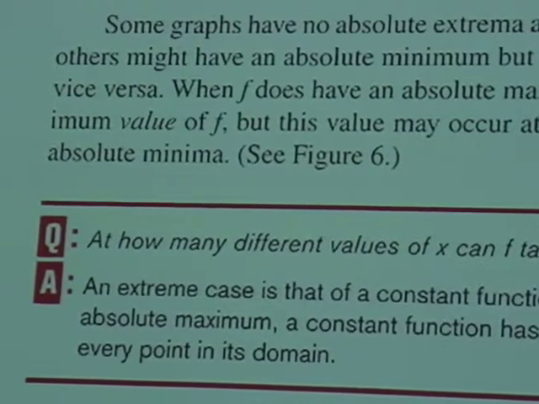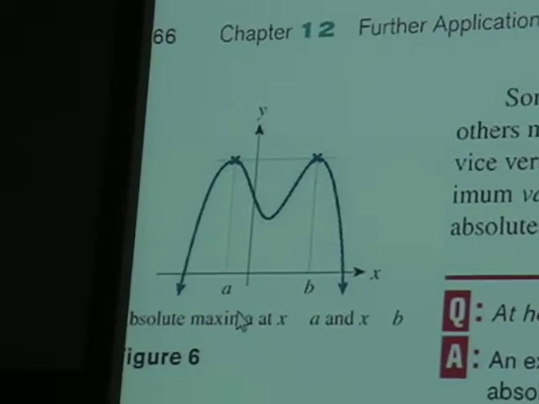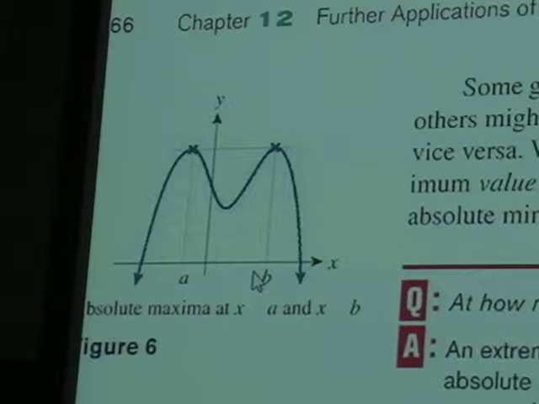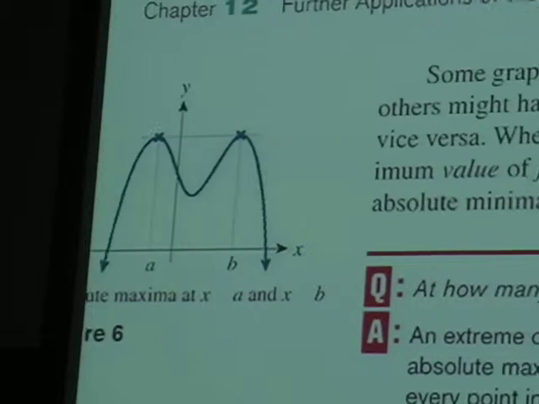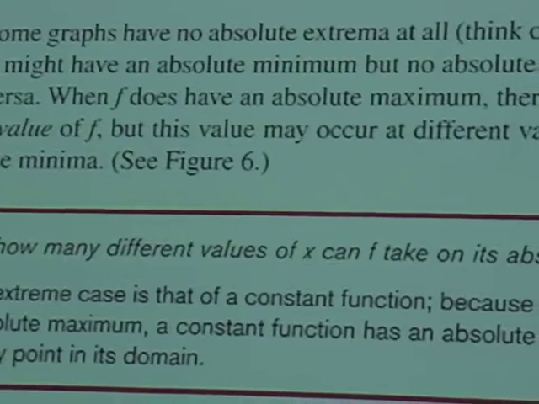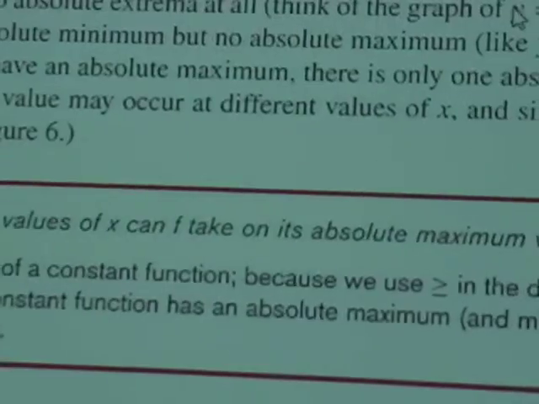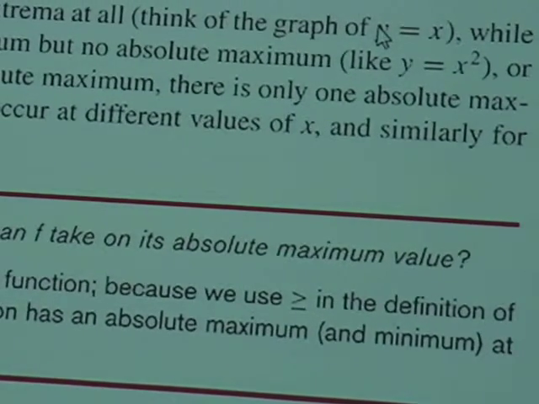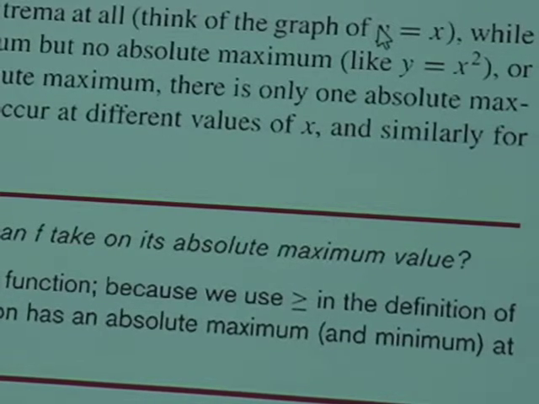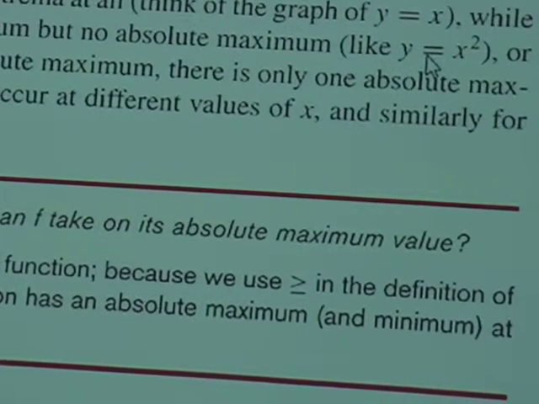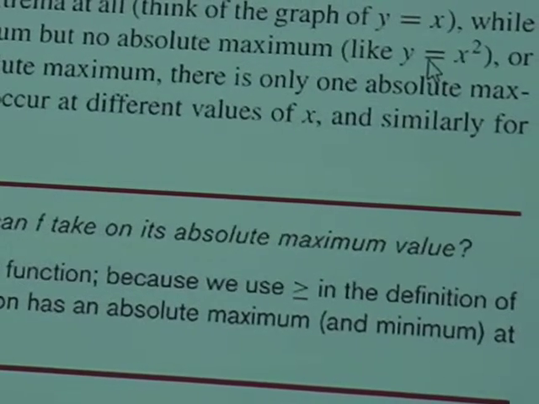Okay, how about here? Do these have relative maximums anywhere? A and B, right? Some graphs have no absolute extrema at all. Think of this graph, y equals x. What does y equals x look like? It's a 45-degree angle line. So that doesn't have any relative maximums or minimums, right? But this one has a relative minimum, but doesn't have any relative maximum, right? This is a parabola, right?